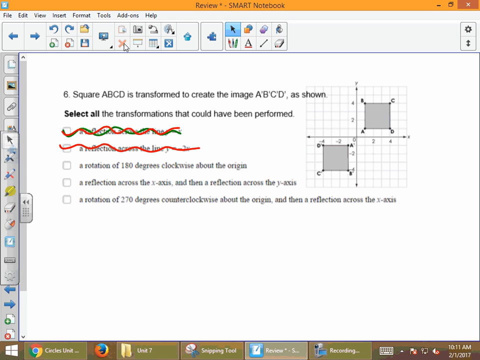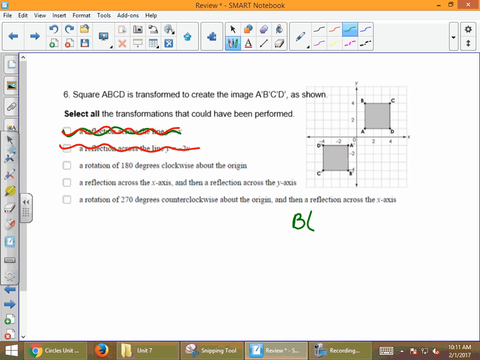A 180-degree rotation clockwise about the origin. Well, with 180-degree rotation, does clockwise and counterclockwise make a difference? No, doesn't matter. The rules still apply. So 90 and 270, that changes. So again, pick a point. Which point do we want to deal with? Look at B.